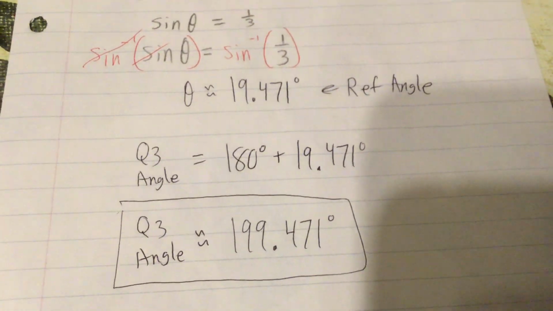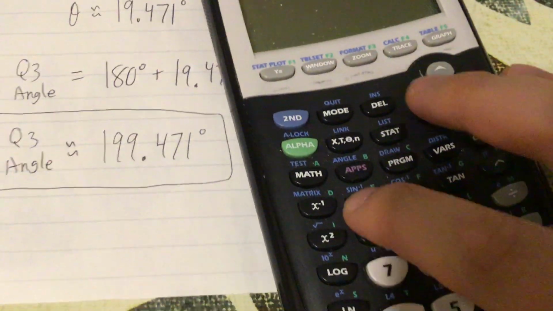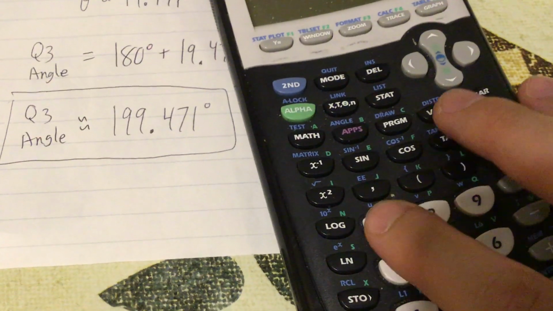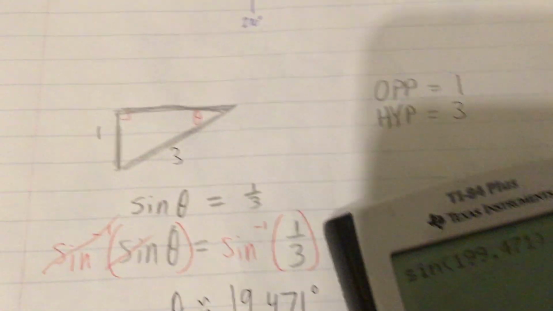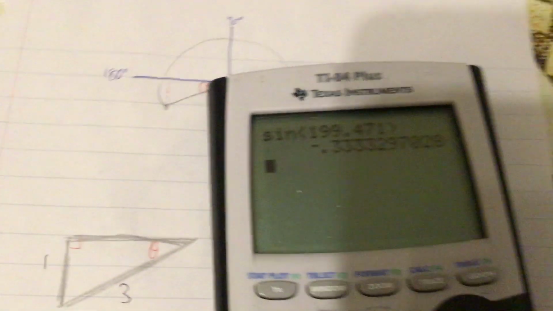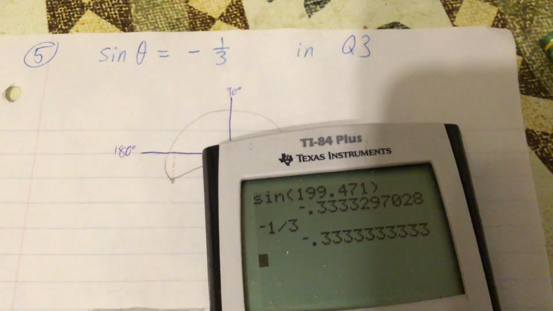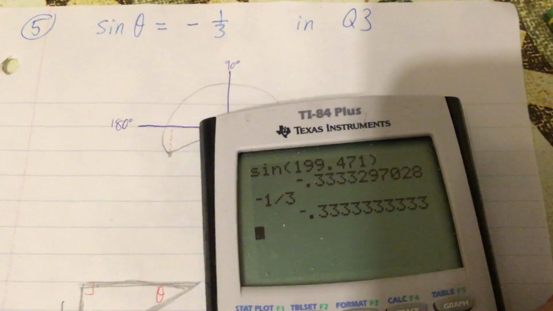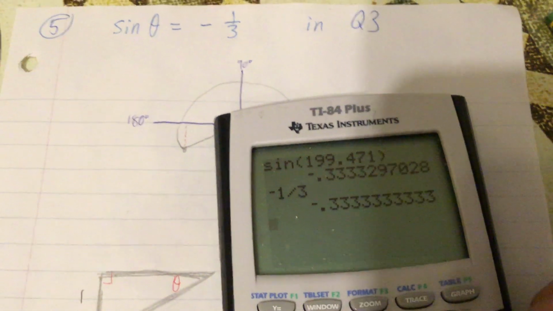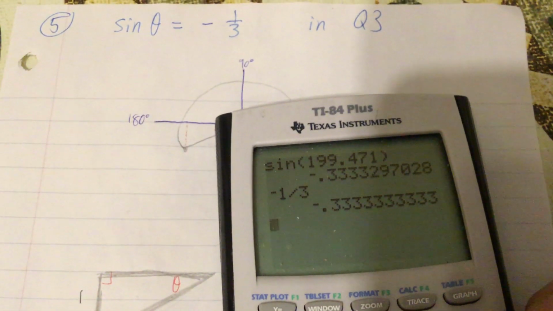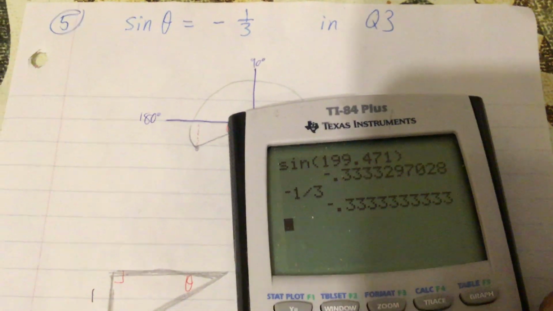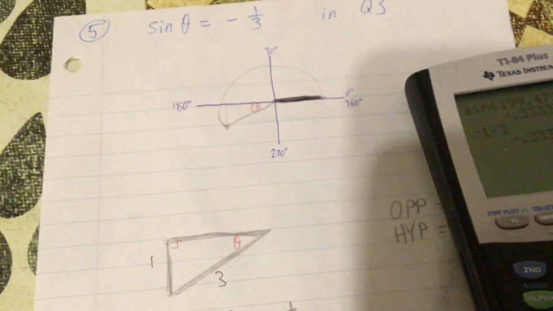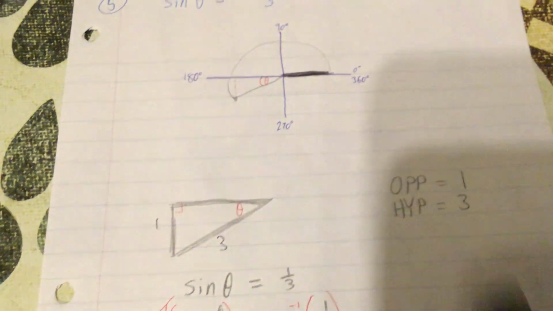And if you want to check your work, let's compare the sine of 199.471 degrees with negative 1/3. Negative 1/3 is negative 0.333333333, negative 0.3 repeating. And the sine of 199.471 degrees is pretty much the same output. Even got the negative sign and everything because it's in quadrant 3. The y value is negative in the third quadrant. All right, one more and then we'll call it a day.